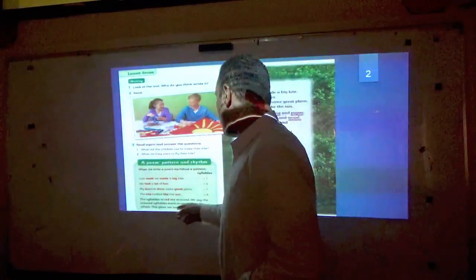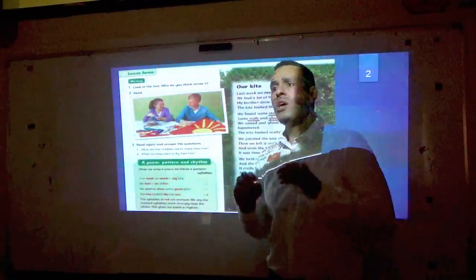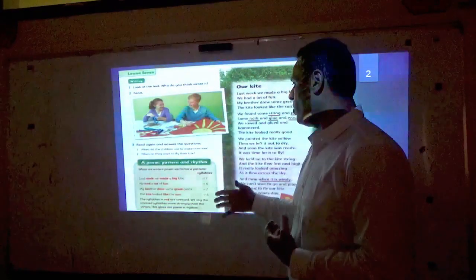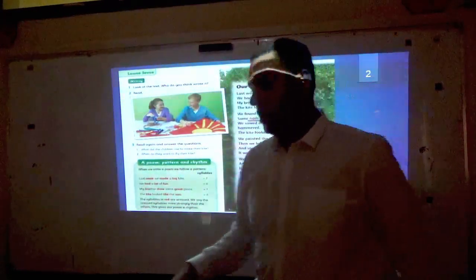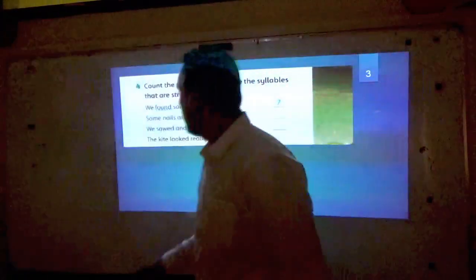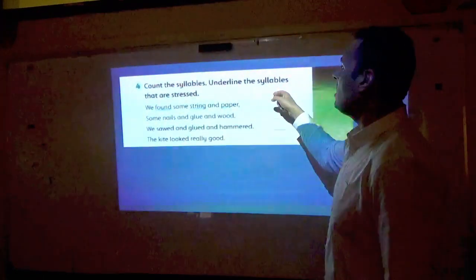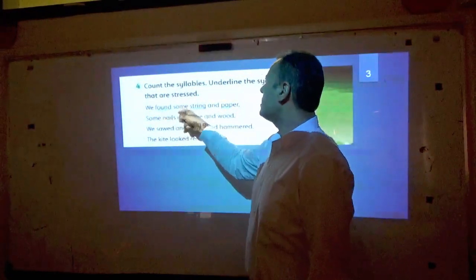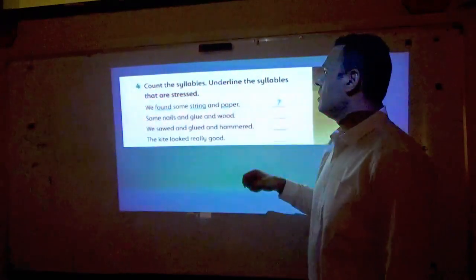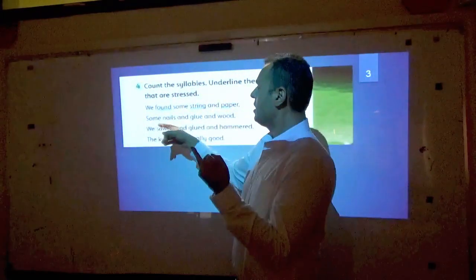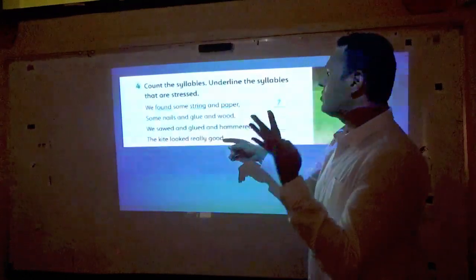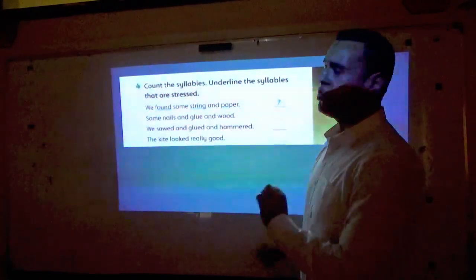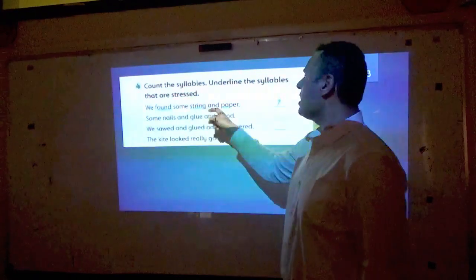The syllables in red are stressed. Stressed means we stress on them while pronouncing them to give the line the rhythm, okay? Move to the next exercise. Count the syllables, underline the syllables that are stressed. The first one is done for you. We found some string and paper. Let's count here. So here 7. The stressed ones are found, string and paper.